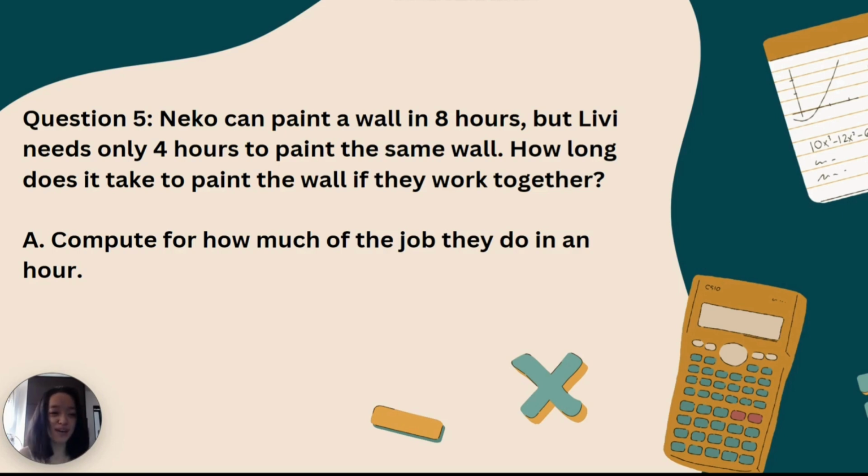Now, for question 5. Nato can paint a wall in 8 hours, but Lily needs only 4 hours to paint the same wall. How long does it take to paint the wall if they work together? A. Compute for how much of the job they do in an hour. Let us have Professor Nika explain question number 5 for us.